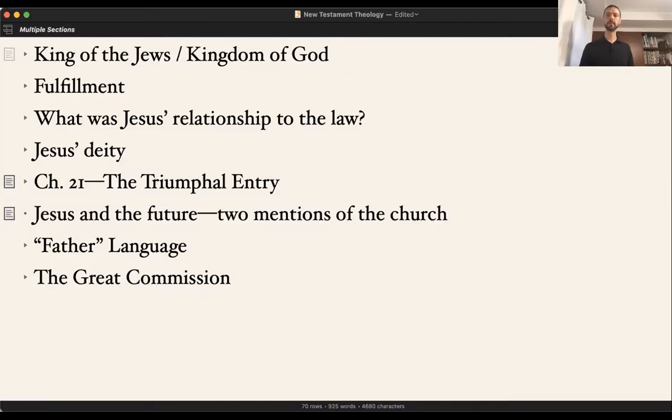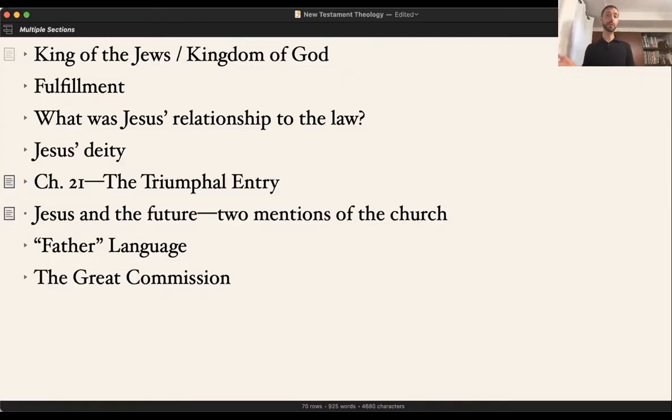Let me talk then about some of the specific themes that are going to come up in Matthew in order to help us understand those ideas. And I have several that we'll talk about here. Let me show you those first in an overall summary framework so you can see what that looks like.